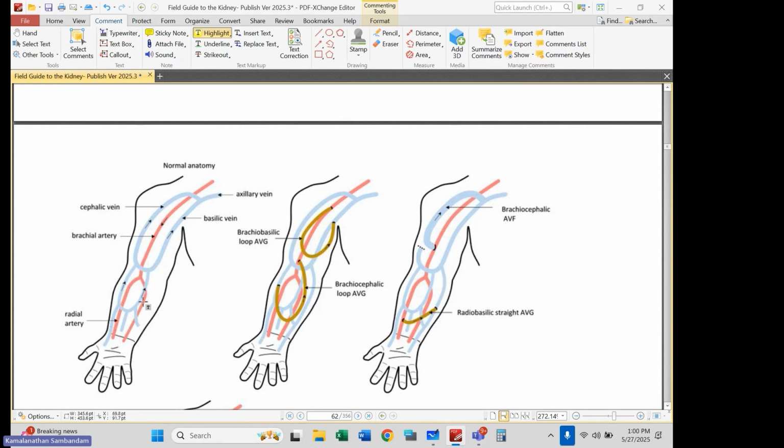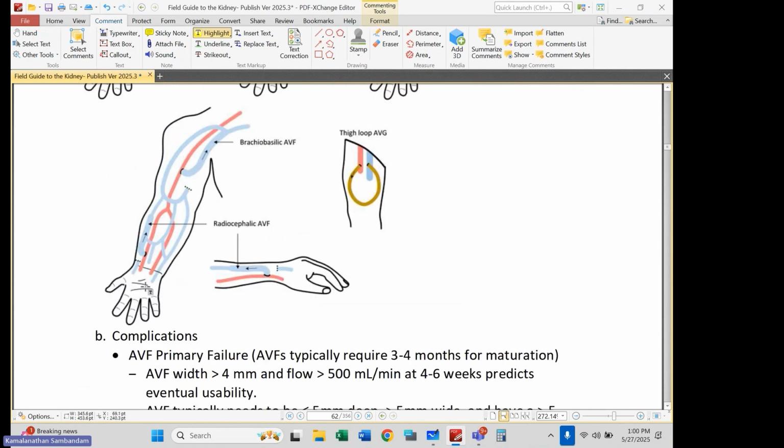In the forearm, we're often making radiocephalic fistulas, okay? Here's one radiocephalic fistula. We transect the cephalic vein. We tie it in, what we call end to side, side of the artery, end of the vein. This is a radial inflow, cephalic outflow fistula. That's the forearm fistula that you see more commonly, okay?